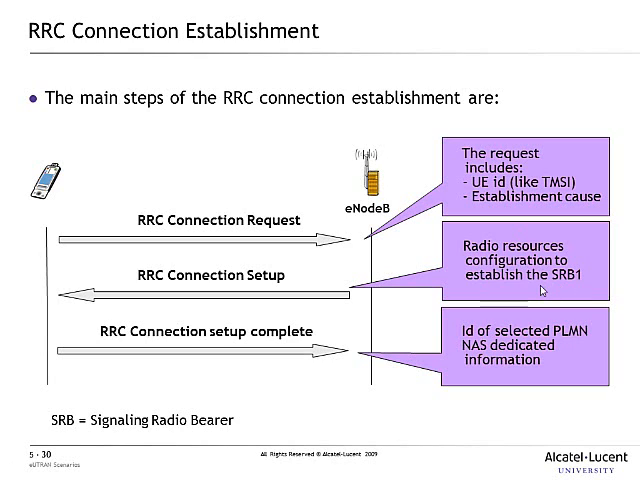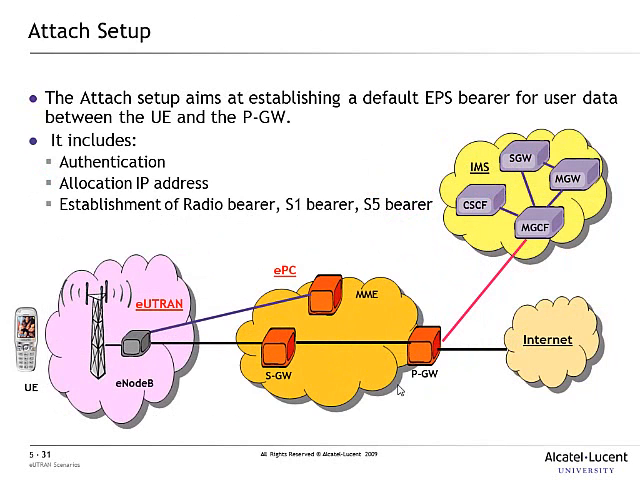Remember, all of this signaling so far has been done on SRB0. Okay, so this is the point at which we are establishing SRB1, which enables communication between the RRC layer and the UE. And once that is finished, it has an SRB, so now it can perform an attach.